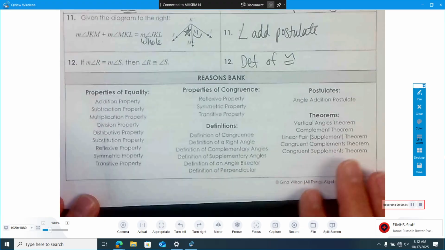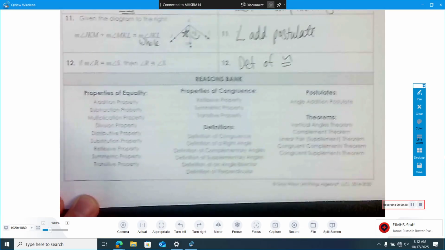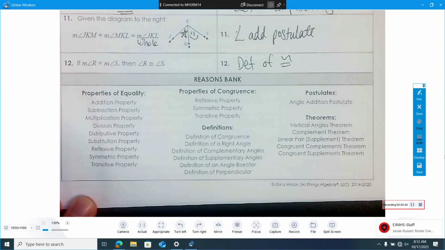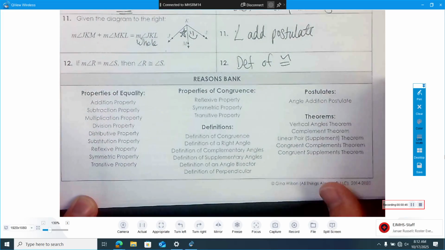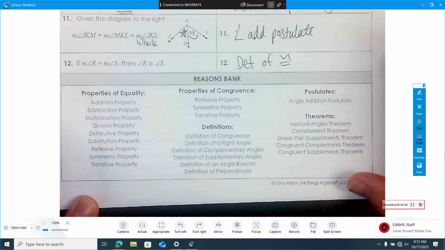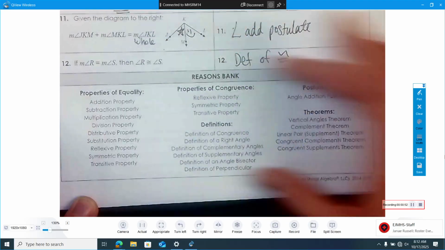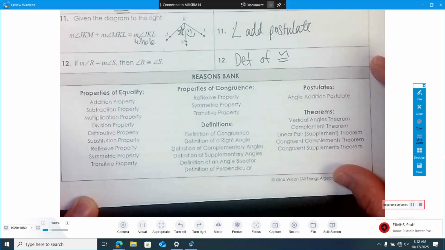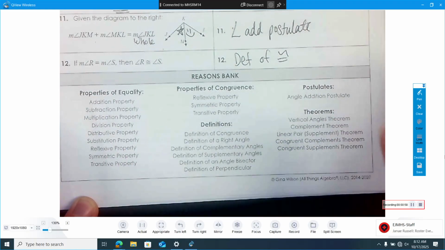You can see at the bottom of the page here we have the reasons bank. These are all justifiable reasons that we can use when we're doing our angle proofs. And again, got to know all of these things, ladies and gentlemen. You've got a test on Tuesday, I think. That test on Tuesday is matching. Lots of matching. A couple of proofs, but mostly matching, okay? So got to know all those different things.